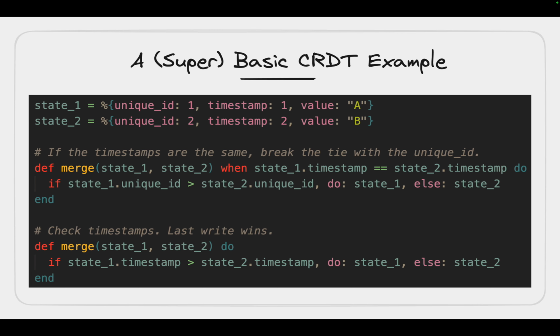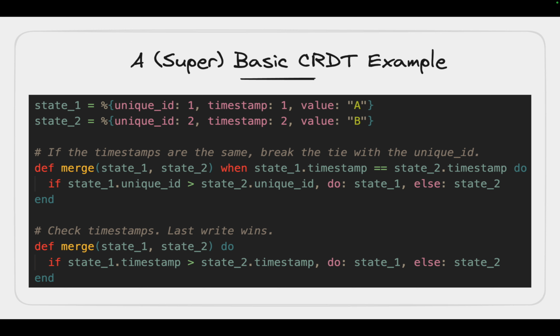Let's look at a super basic CRDT example. In this slide here, we have state 1 with a unique ID of 1, a timestamp of 1, and a value of A. And then we have our state 2 with the same data structure, unique ID 2, timestamp 2, and a value of B. So what we want to do here is merge these two states together.